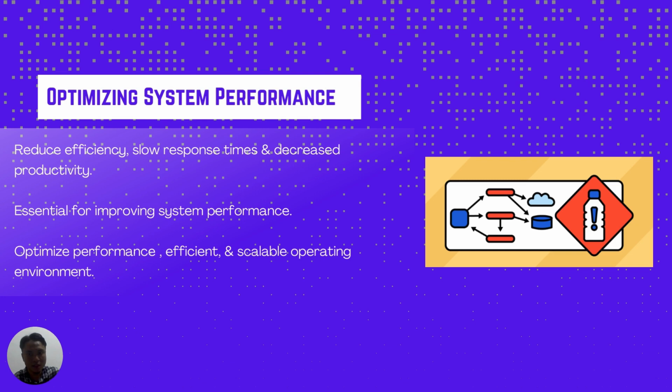Performance bottlenecks in an operating system can greatly reduce efficiency, causing slow response times and decreased productivity. Secondly, identifying and addressing these bottlenecks is essential for improving system performance. Last but not least, by understanding where bottlenecks occur and employing effective resource management techniques, we can optimize performance for a more responsive, efficient, and scalable operating environment.